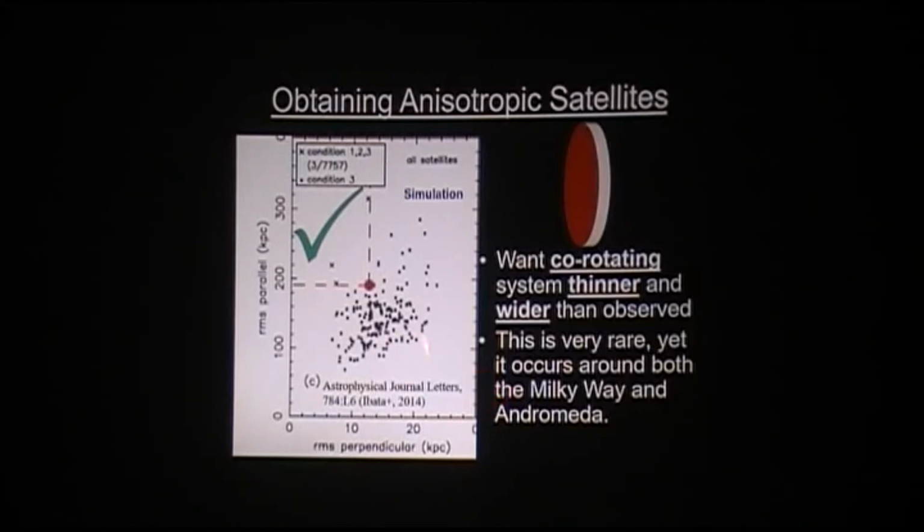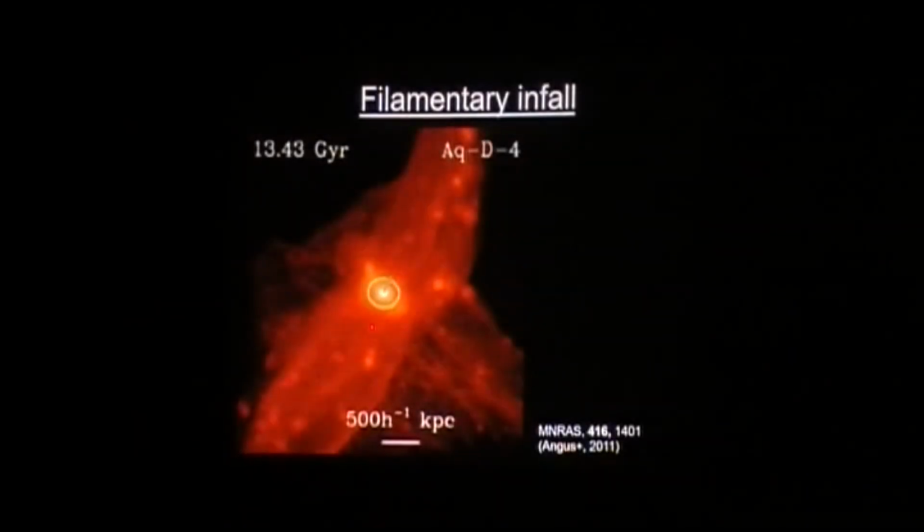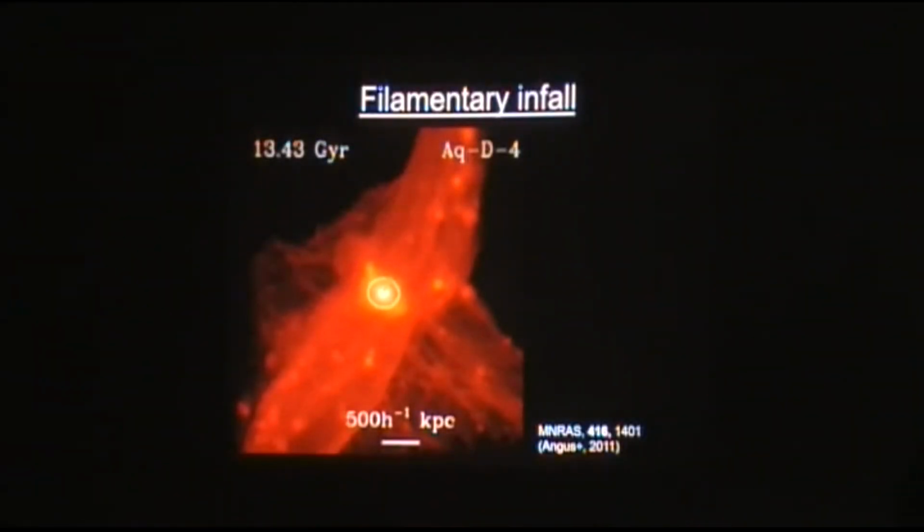And something similar occurs around the Milky Way as well. So this is extremely unlikely. Now, so far, that's what I was saying. So people have suggested various explanations.